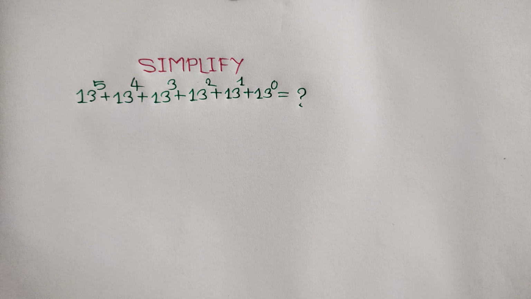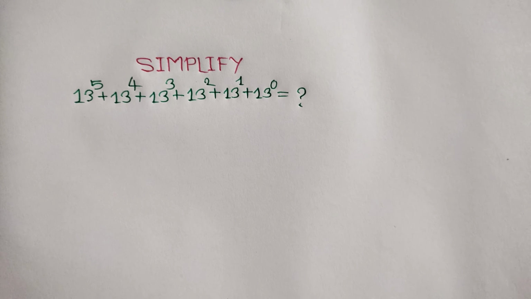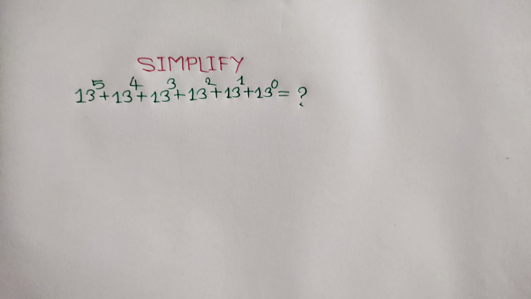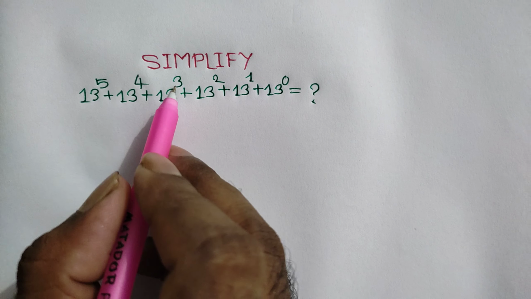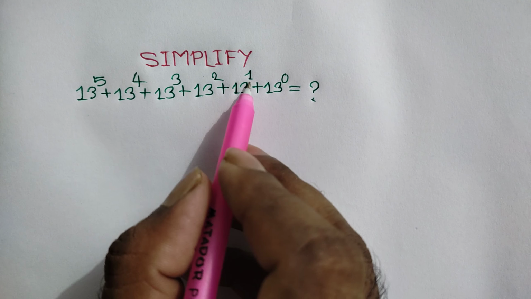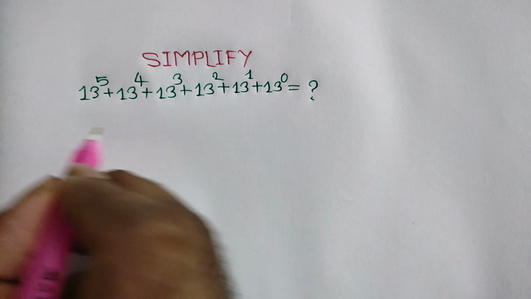In this video I am going to show how to simplify this math olympiad problem where calculator is not allowed. 13 to the power 5 plus 13 to the power 4 plus 13 to the power 3 plus 13 square plus 13 to the power 1 plus 13 to the power 0 is equal to what?